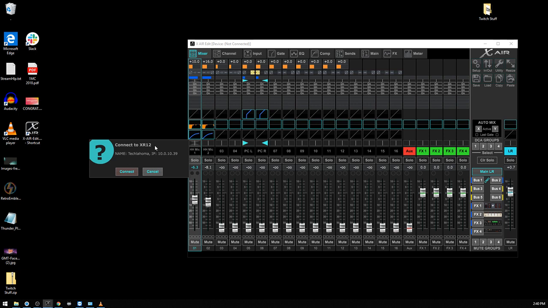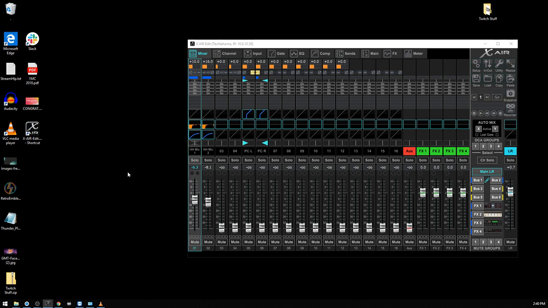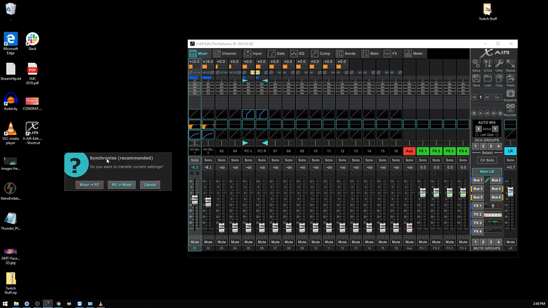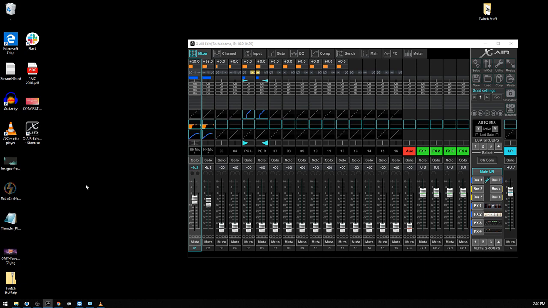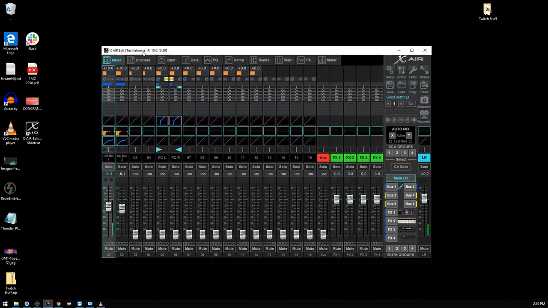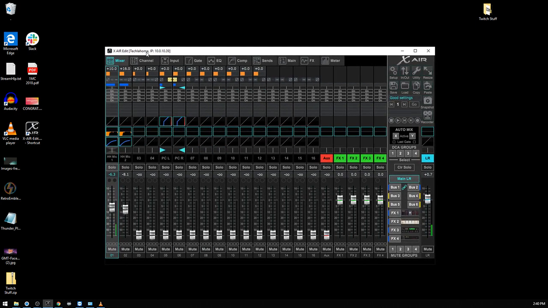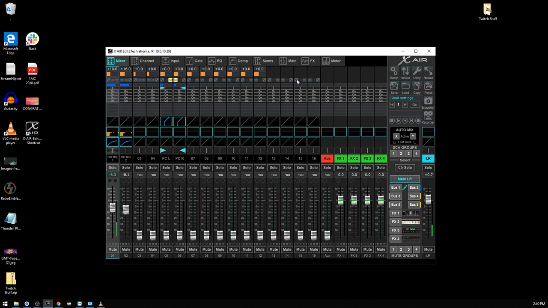Again, first time when you start this application up, it'll ask if you want to connect. The answer is yes. It'll ask if you want to synchronize. The answer is mixer to PC. That way you're not overriding any settings that are on the mixer. And again, what we've got here is the exact same thing that I had on my laptop. So whatever you do here, it looks just like I did on my laptop. And I think that just about covers it.